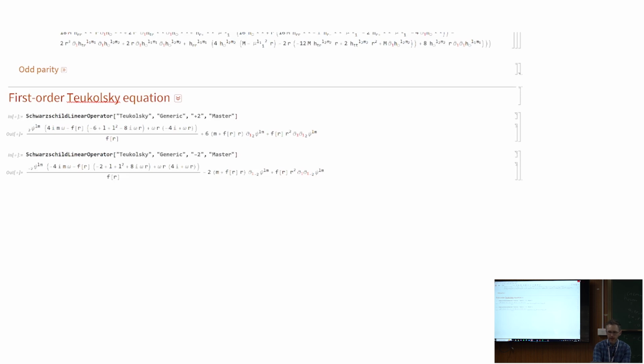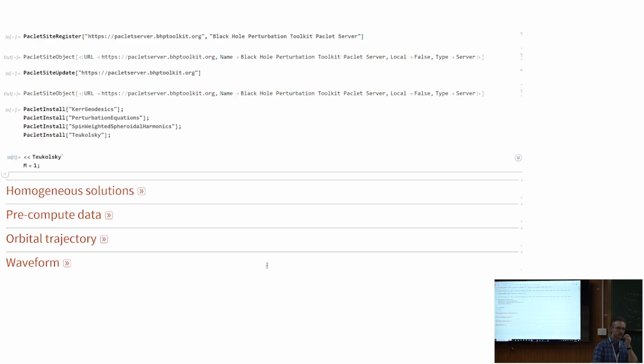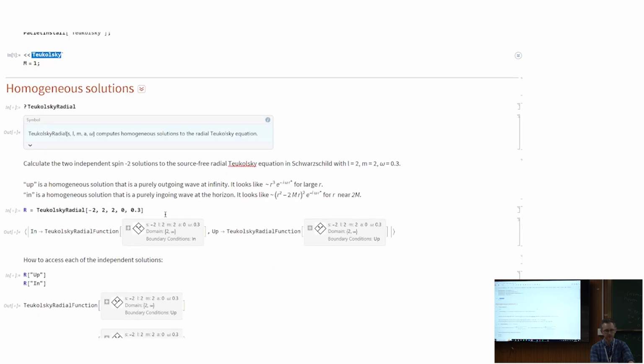Okay, so now I'm going to switch to something that will ultimately lead to generating a 0 PA waveform by the end of Friday. So here, the main thing to install or to load is the Teukolsky package. Everyone should hopefully have already installed that, and you can actually try to reproduce what I'm doing in this first section today.